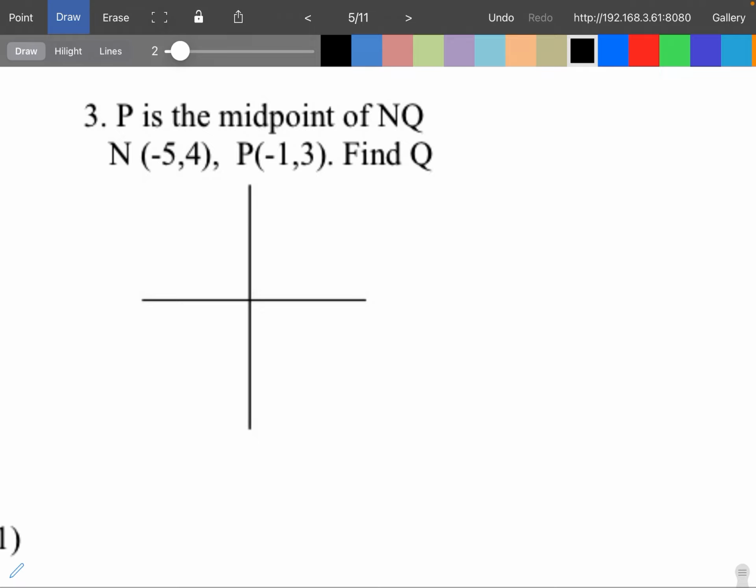All right. Now this next one's a little bit more tricky. This next one, number 3. This time they're giving us the midpoint and one endpoint, and we've got to find the missing endpoint. Let me try it. I'll draw you a little picture of this one. So let's see, N is at negative 5, 4. So that's going to be 5 left, 4 up.